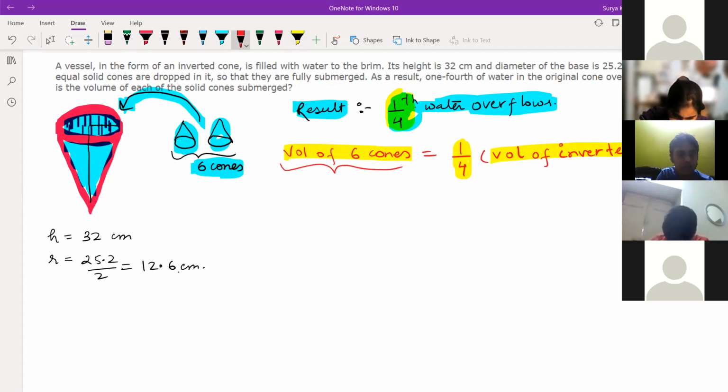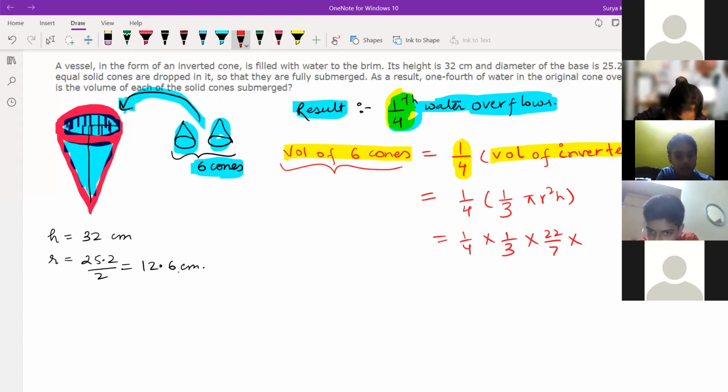Okay, fine. Now, volume of 6 cones, what can we write here? The cone's volume is not given, so we don't know it. So it is 1/4 into the volume of the inverted cone, 1/3 pi r square h. So 1/4 into 1/3 into 22/7 into radius, that is 12.6, 126/10 into 126/10 into height, which is 32.